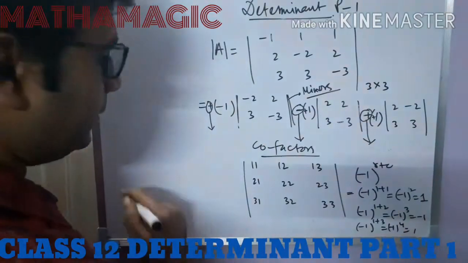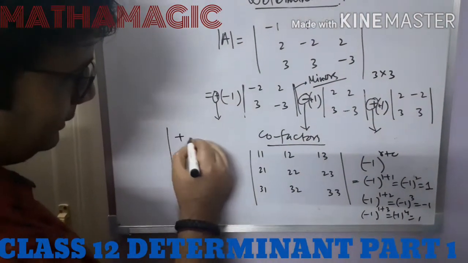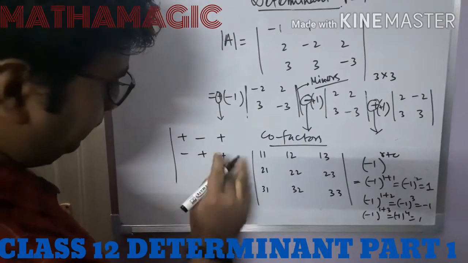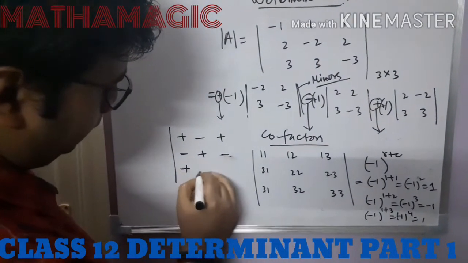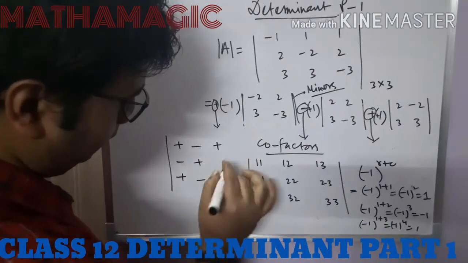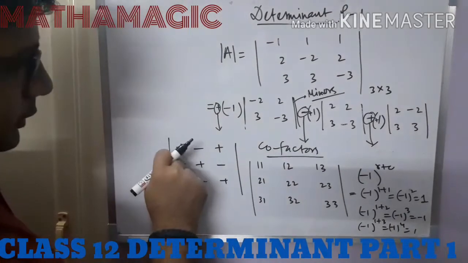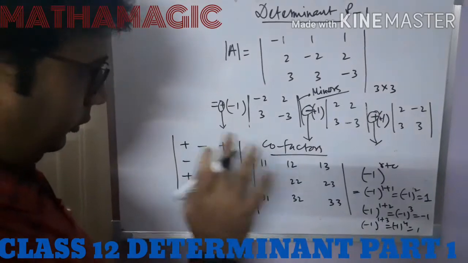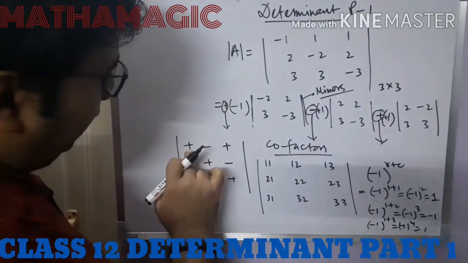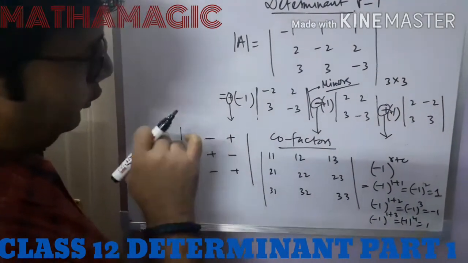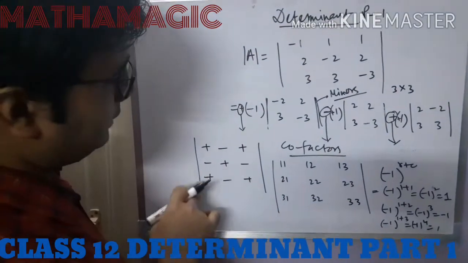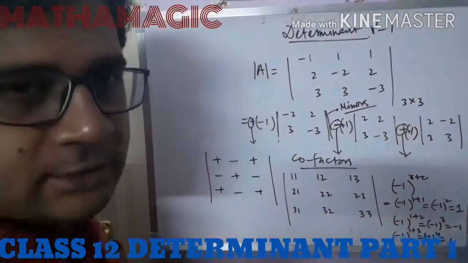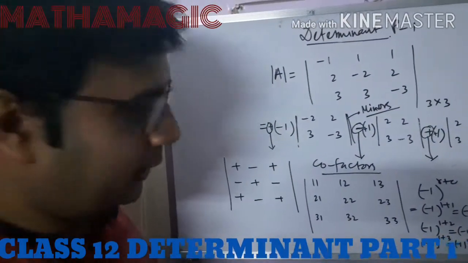If you do the calculation you will find like this, this is the chart you will get. This value will always be plus, this is negative, this is plus. The cofactor here is always plus, cofactor here is always minus, cofactor here is always plus. Like this it will go on. So I think the concept of cofactor is clear by now.